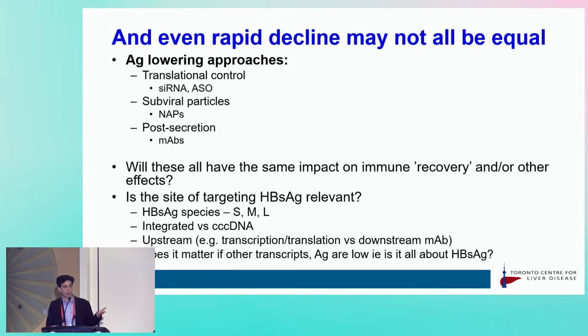When we see this with naturally low S levels, we see naturally low everything else as well. That's not always true when we start bringing in these new agents. And interestingly, now we see patients getting ASOs and siRNAs where the surface antigen level can be lower, sometimes even undetectable, and they're still E antigen positive. And that's kind of strange. That's not the way we usually think about hepatitis B.